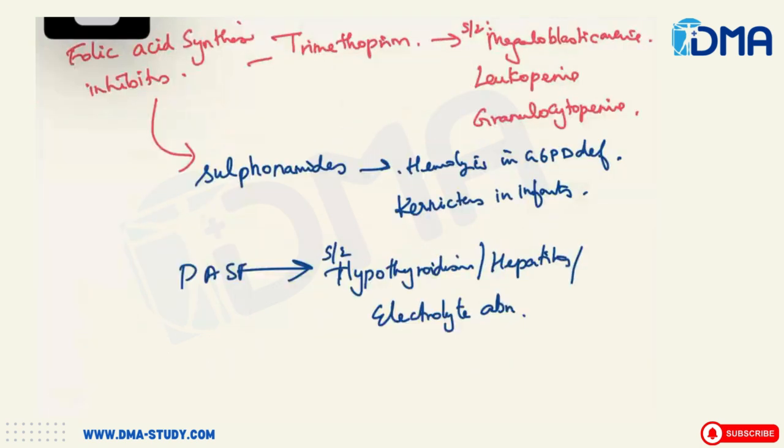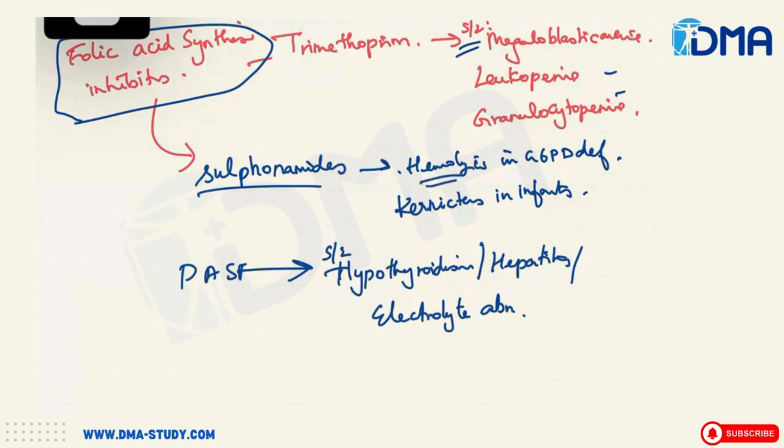Then the folic acid synthesis inhibitors, these drugs act at the nuclear level. The example of the drug is trimethoprim. Trimethoprim is active against almost all the microorganisms. The problem with this drug on long-term use is that it causes megaloblastic anemia, leukopenia, and granulocytopenia. Usually, sulfonamides will be given along with this trimethoprim, but the problem is that there are high chances of hemolysis in G6PD deficient patients.